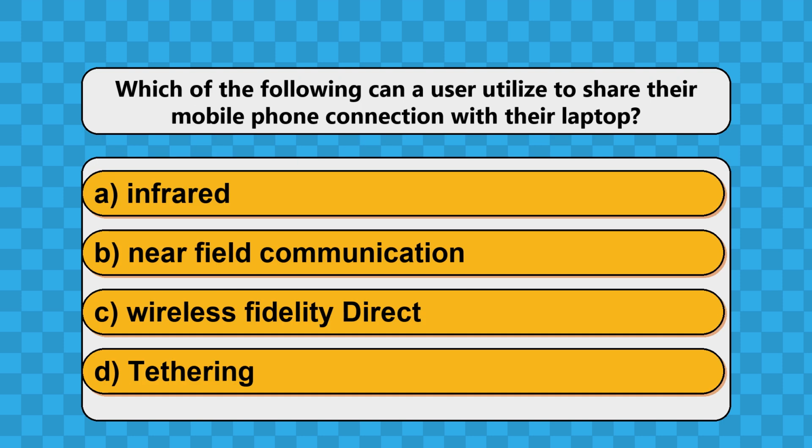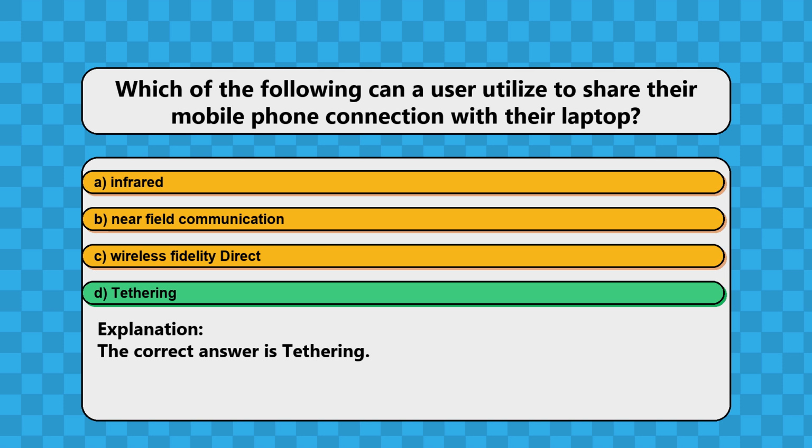Question 72. Which of the following can a user utilize to share their mobile phone connection with their laptop? Option A, infrared. Option B, near field communication. Option C, wireless fidelity direct. Option D, tethering. The correct answer is option D, tethering.